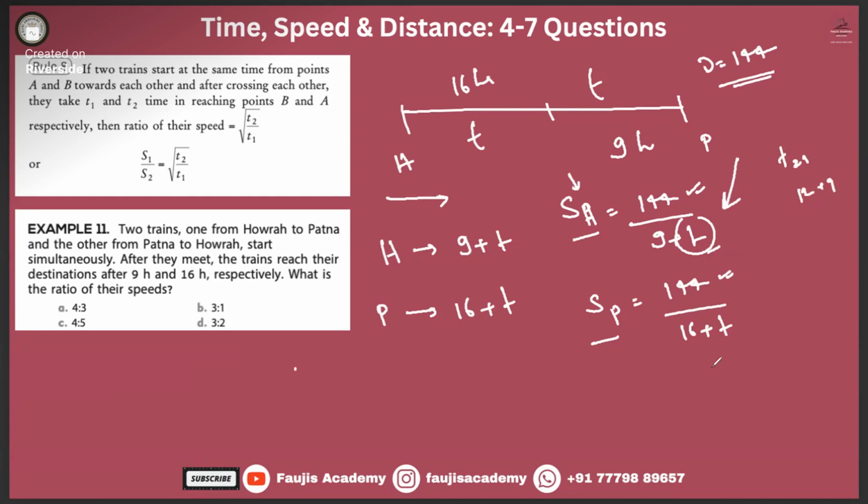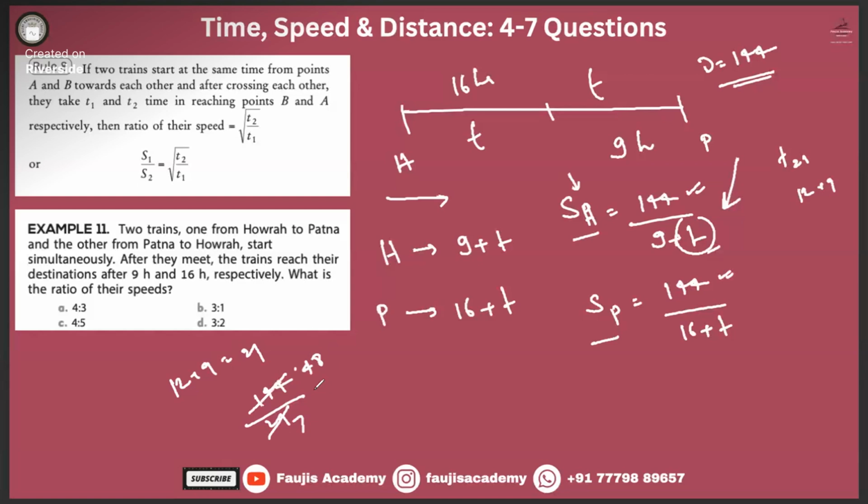T1, T2, S1, S2. Okay, so T1, T2 times. If we put 12 over here, 12 plus 9 is how much? 21. And 144 divided by 21 doesn't work out, buddy. It doesn't work out.